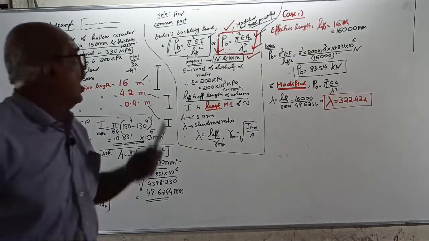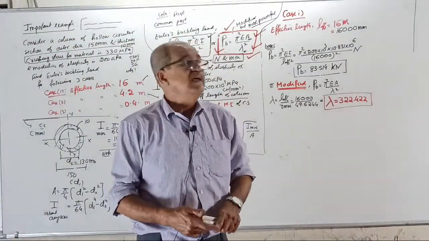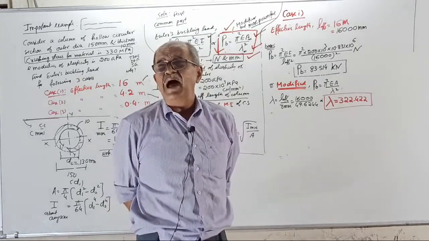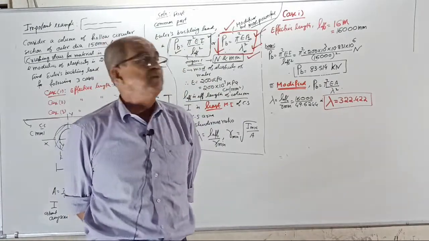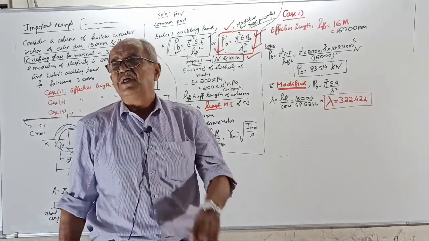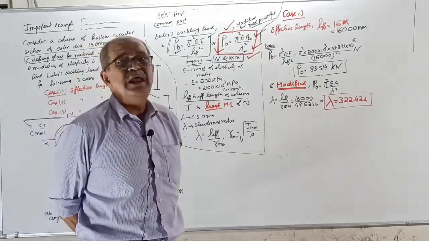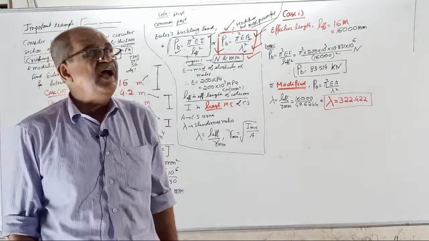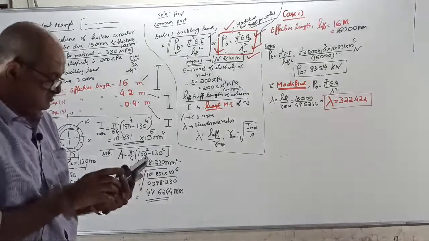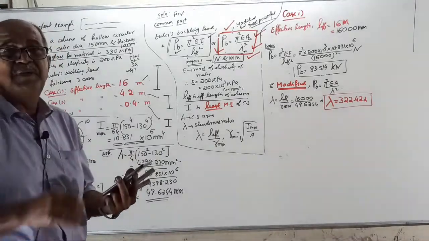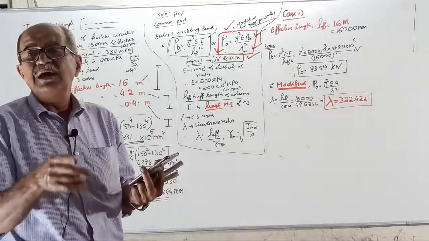Remember, this is steel. In IS 800, can you tell what is the maximum limit for lambda? Under normal loading condition for a steel column, IS code says it is a dangerous column. It will buckle very easily, a very bad column. The maximum limit for lambda for steel, if you remember from IS code, how much?